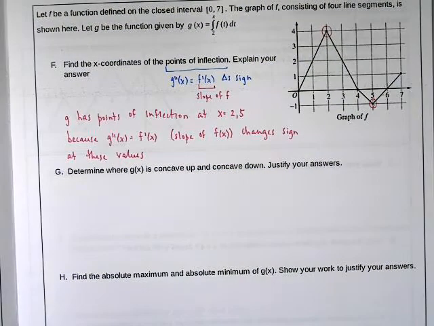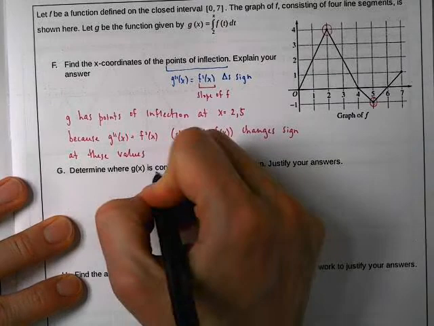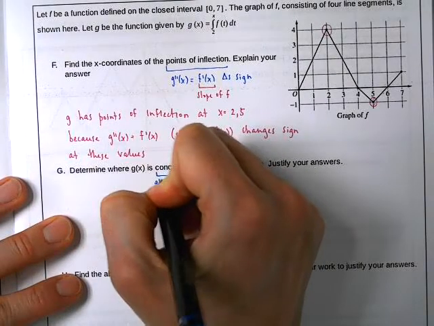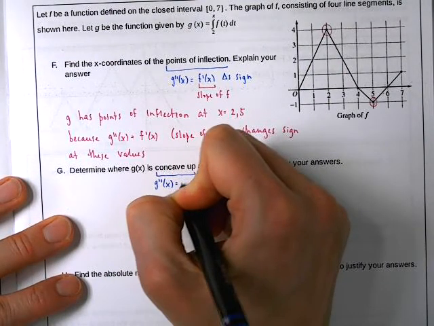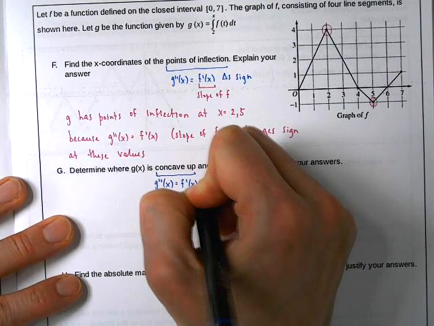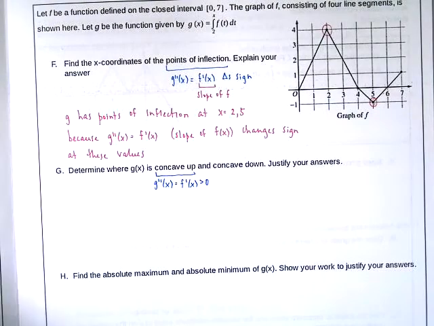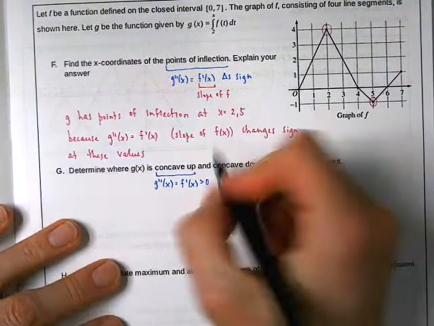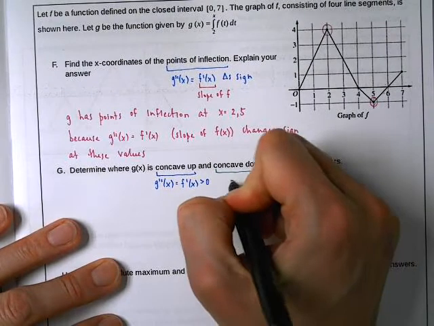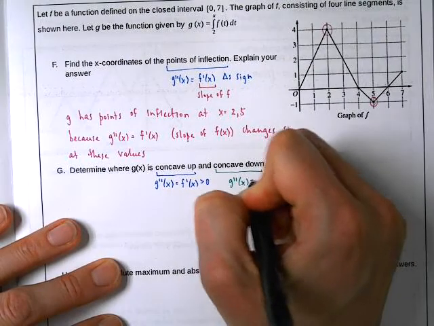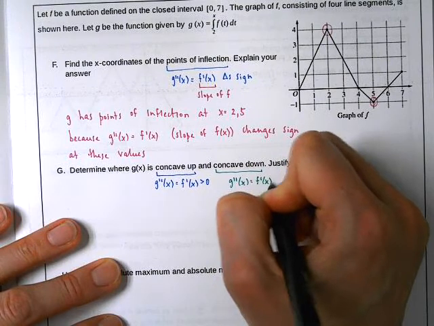All right, what do we have? In part G, determine where g of x is concave up and concave down. So concave up, I know, is where g double prime of x, which in our case is f prime of x, is greater than 0. And concave down is where g double prime of x, which is f prime of x, is less than 0.